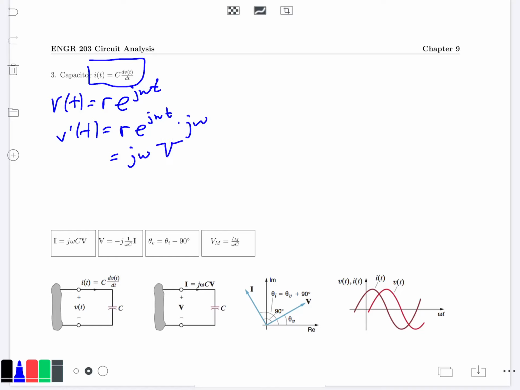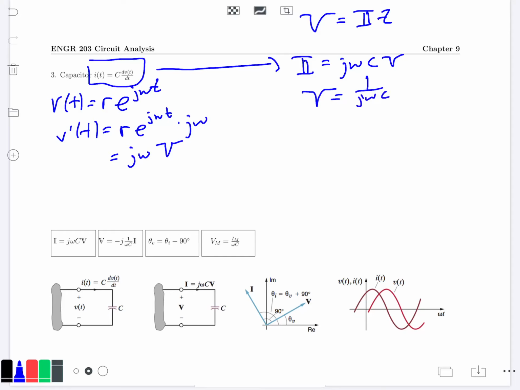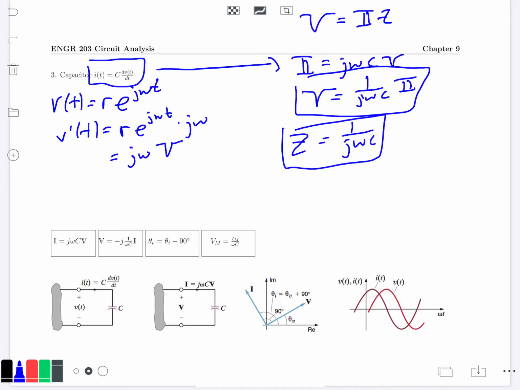So that means, taking this equation here, we have phasor I is j omega C phasor V. But remember, we want V is I times Z. So I need to divide here, and I get V is 1 over j omega C times I, which means my impedance for a capacitor is 1 over j omega C. Okay, so that means we are dividing here instead of multiplying, but that's what our impedance is going to be for a capacitor.